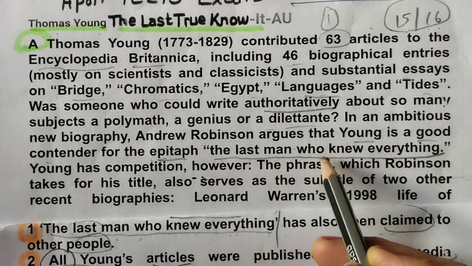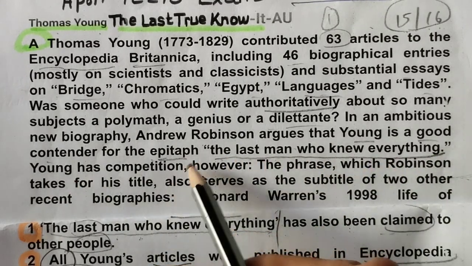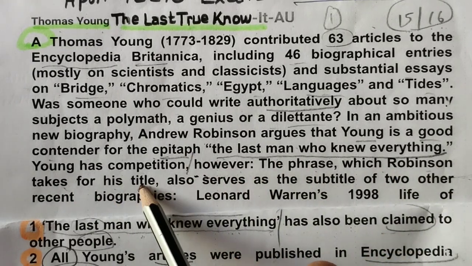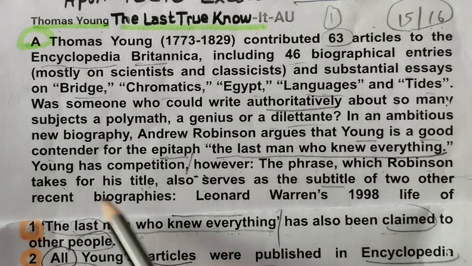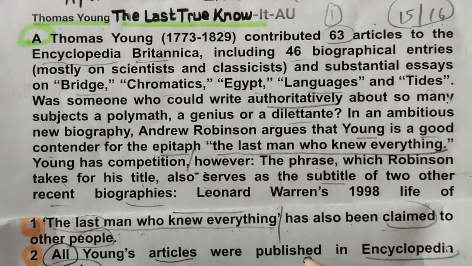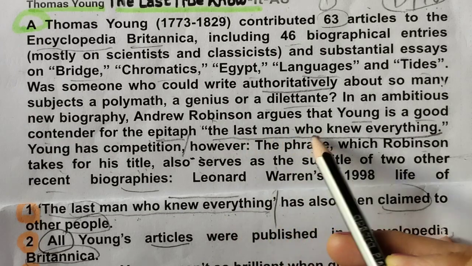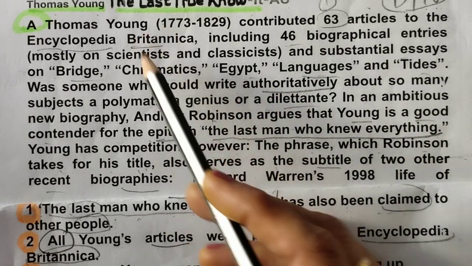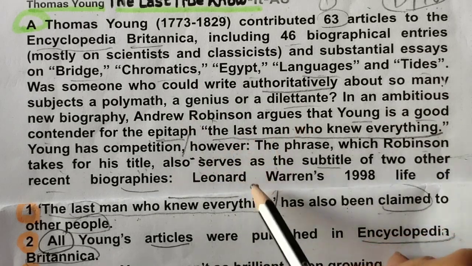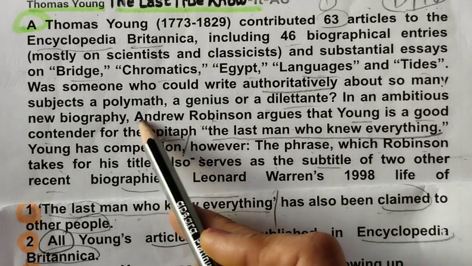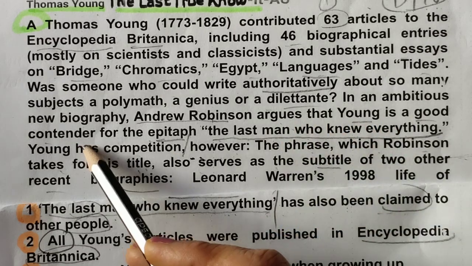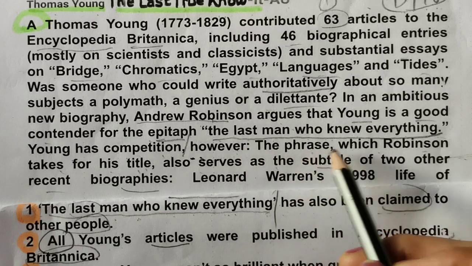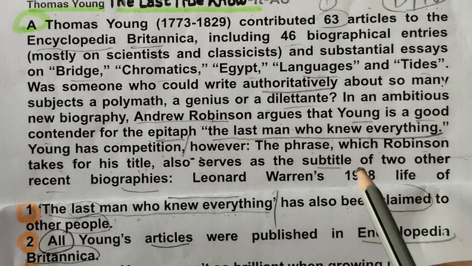The last man who knew everything, Young has competition. However, the phrase which Robinson takes for his title also serves as the subtitle of two other recent biographies. So what does it mean? So this phrase, the last man who knew everything. So apart from Thomas Young, other authors were also using it, meaning they were also claiming it. This person also argues that Young is a good contender for this, the last man who knew everything. Young has competition. However, the phrase which this person uses, so another person was also claiming.